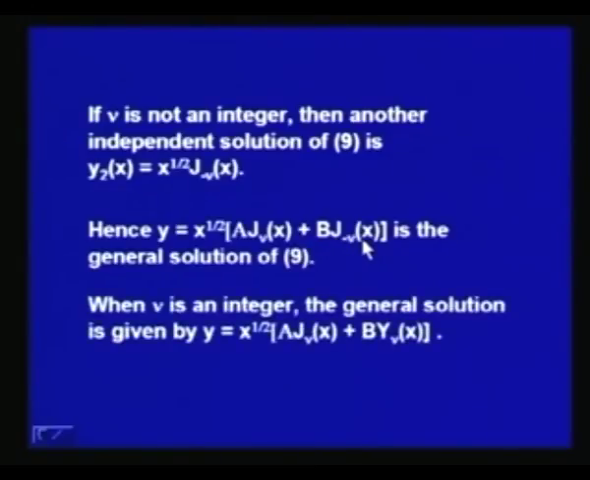Now, if nu is an integer, then the second solution of the Bessel's equation will have to be obtained as we have discussed earlier for nu equal to 0, and for other integral values of nu we can similarly find the solution. So, the second solution of the equation 9 will have to be obtained using those methods, and so then y will be equal to x to the power half a into J nu x plus b into Y nu x. We have represented the second solution of the Bessel's equation by Y nu x.